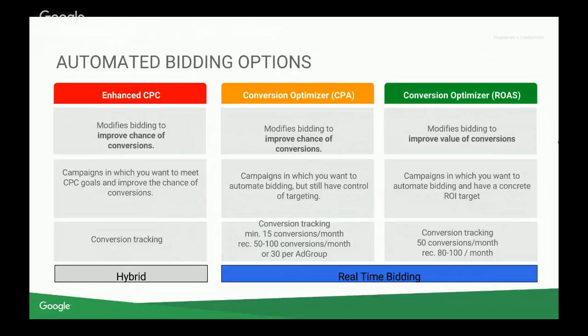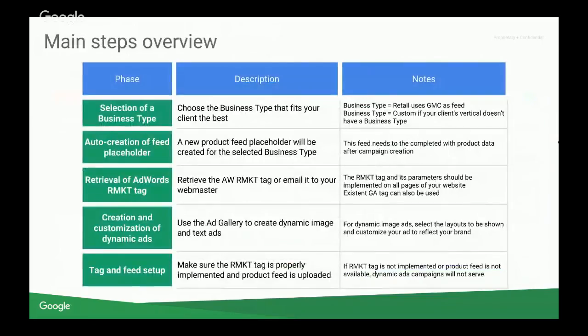And in campaigns in which you want to have your automated bidding, you can still have your control over the targeting. And together with the ROIs, these are the real-time bidding tools. Also for the ROIs, as we mentioned before, it's recommended to have some 80 to 100 conversions a month, so that the system can really optimize consistently for the leads, for the conversions.